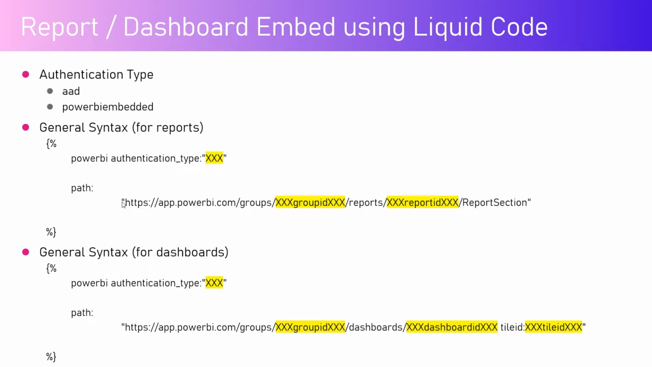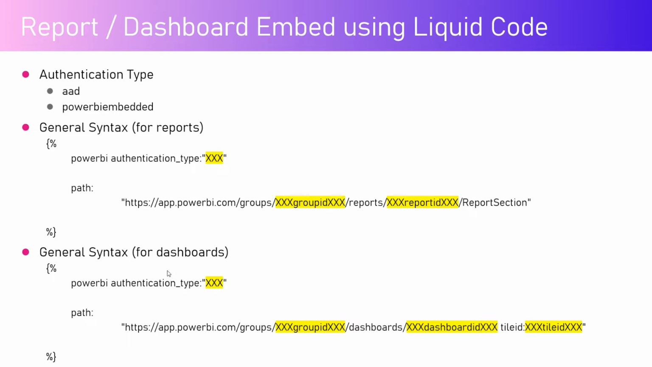Now, the path. This is a static syntax: https://app.powerbi.com/groups/something/reports/something. So here there will be a group ID. The group is basically the workspace where the report is located. Our goal is to find out the group ID and then the report ID, and then the slash ReportSection. This will render the Power BI report in the Power Pages site.